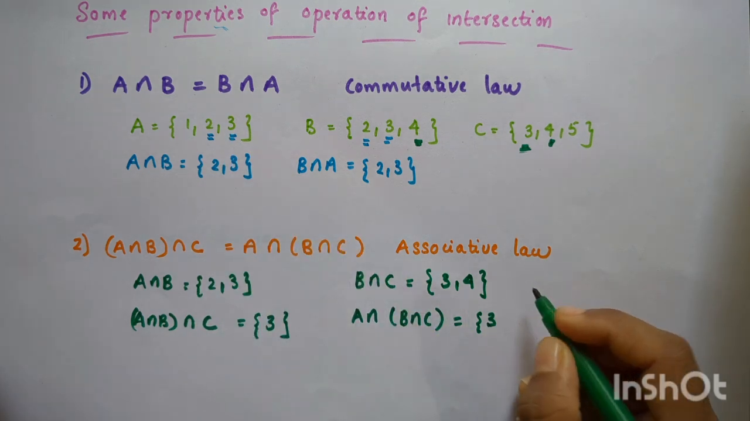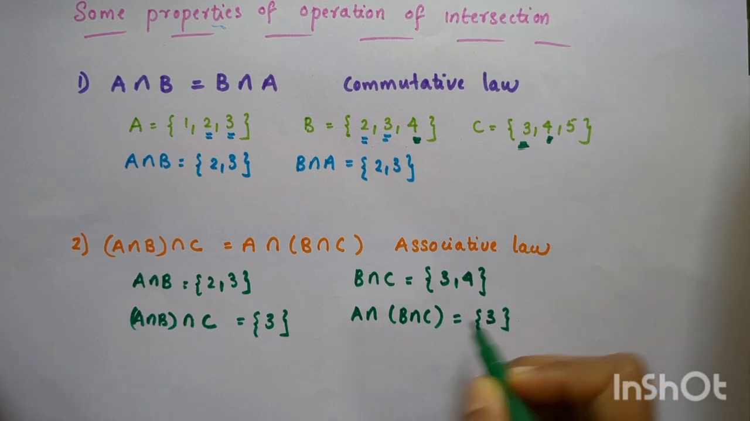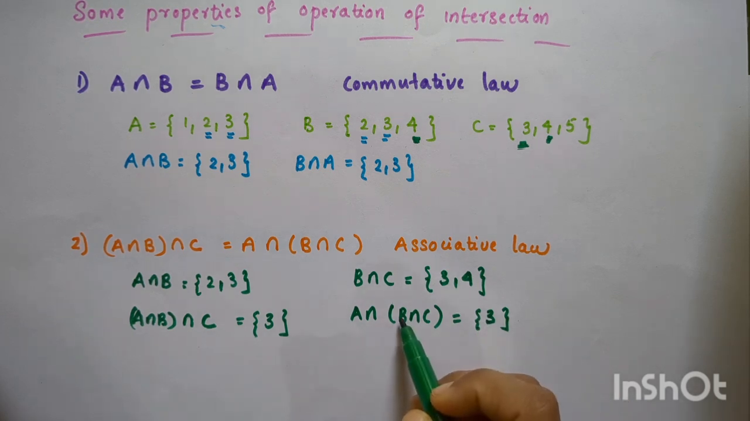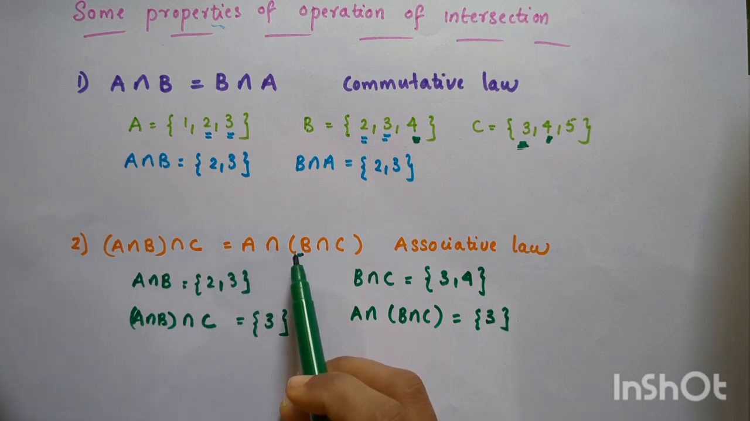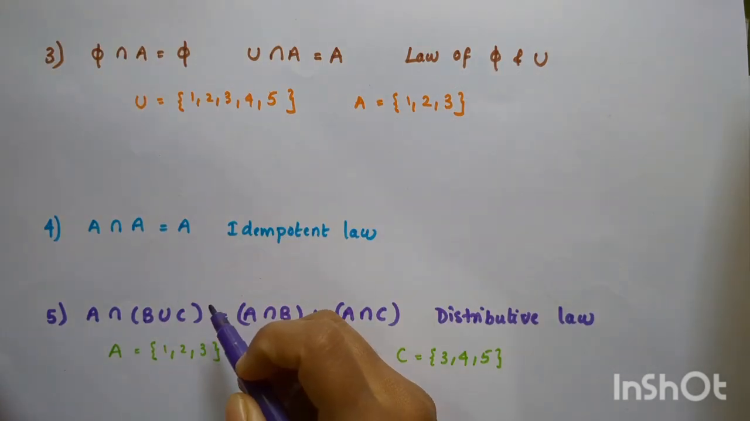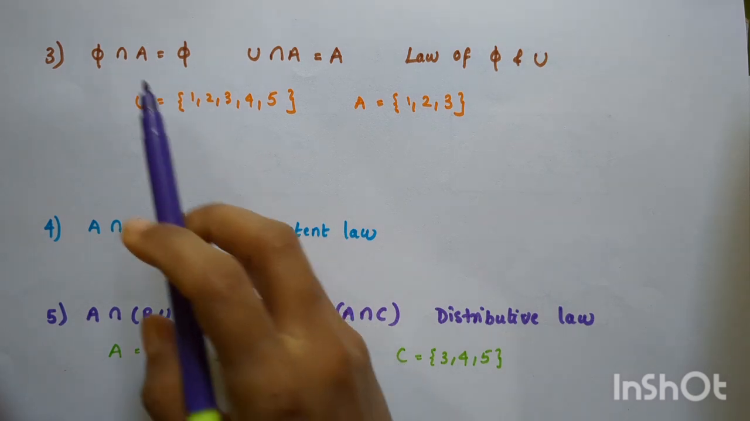So we cannot write 4 here. So this is the set A intersection B intersection C. Okay, now you compare these two. (A intersection B) intersection C is the set {3}, and A intersection (B intersection C) is also the set of 3, a set which has only one element, 3. So both are the same now. That is, (A intersection B) intersection C is equal to A intersection (B intersection C), and this is known as the associative law. Now let us consider the next property of the operation of intersection, which is phi.